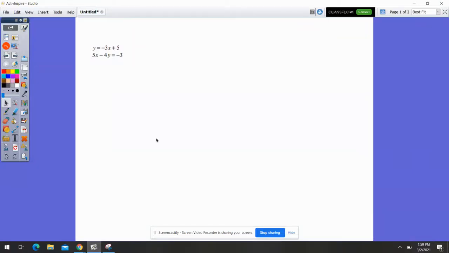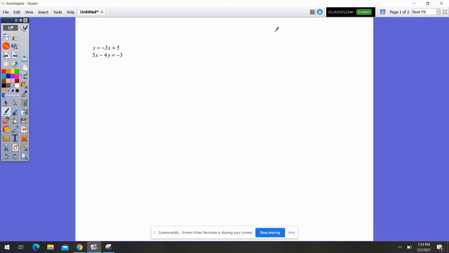Everyone. So I'm gonna do two examples with you guys in order to practice the substitution method of solving a system of equations. So we're gonna do two examples. If we take a look at this first example, the first equation is y equals negative 3x plus 5, and the second equation is 5x minus 4y equals negative 3.